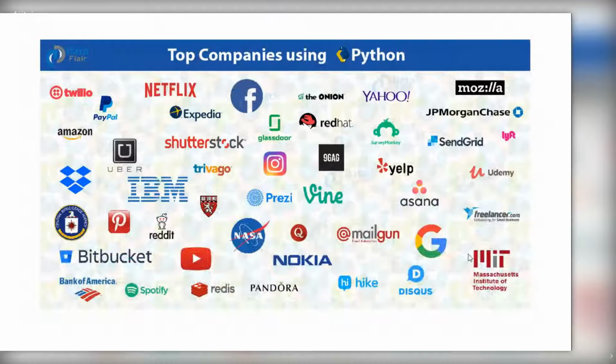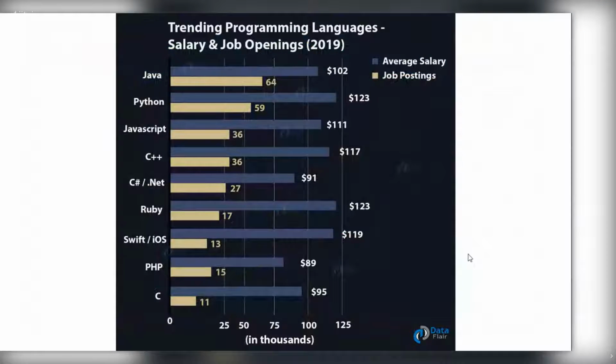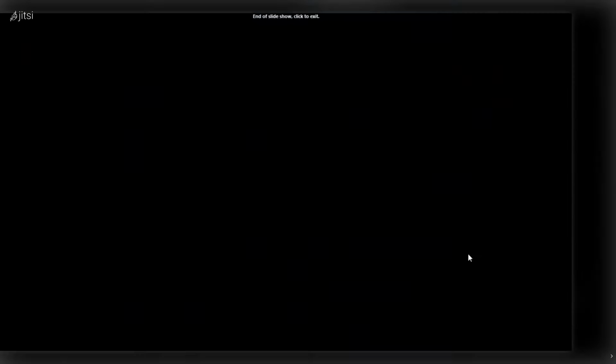Here we see which are the top companies that use Python. Amazon, IBM, Nokia. These are very, very important companies using it. Through this screen, we can see the salary range for different computer professionals. High salary is given for Python professionals.